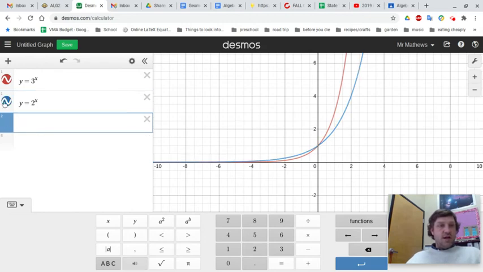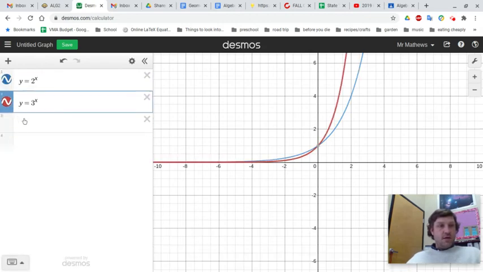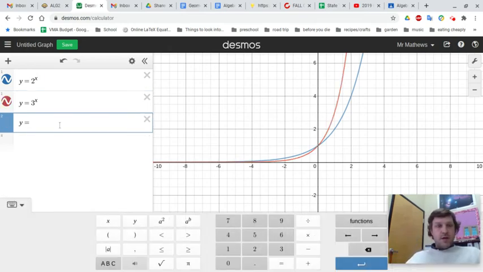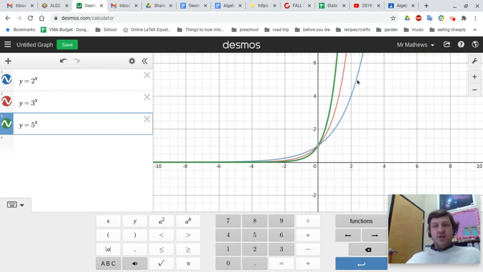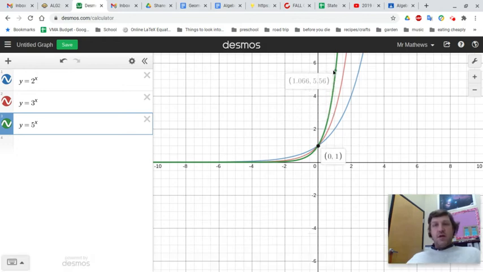Just to get an idea of what we're talking about, let me put up a few different functions here. We have 3 lines: blue, red, green. Blue is 2 to the x, red is 3 to the x, and green is 5 to the x. You can see how the graph changes based on the changing base. The larger the base, the more quickly the graph increases once it crosses the y-axis, which is why this green line is going up more quickly after it crosses the y-axis.